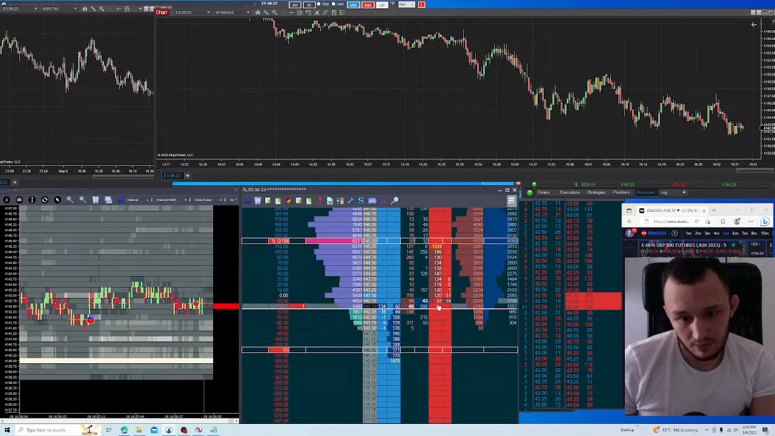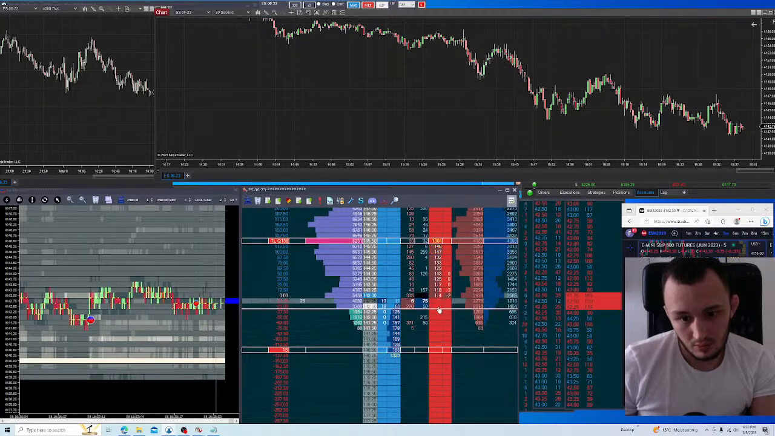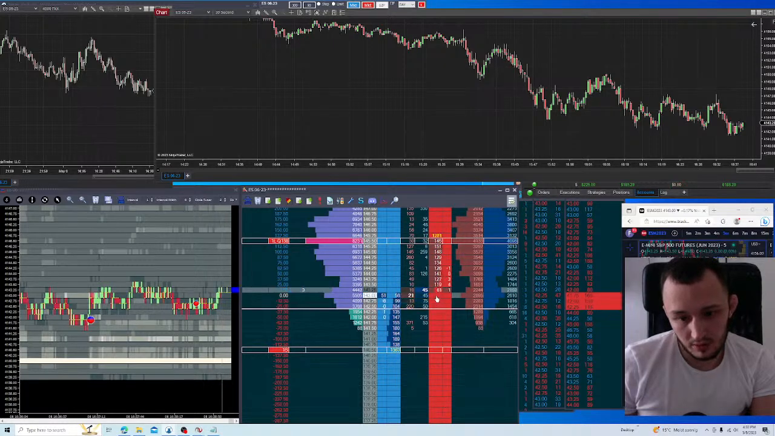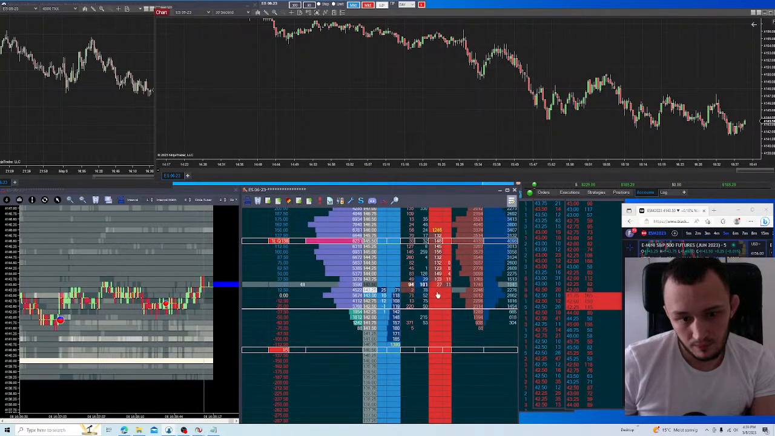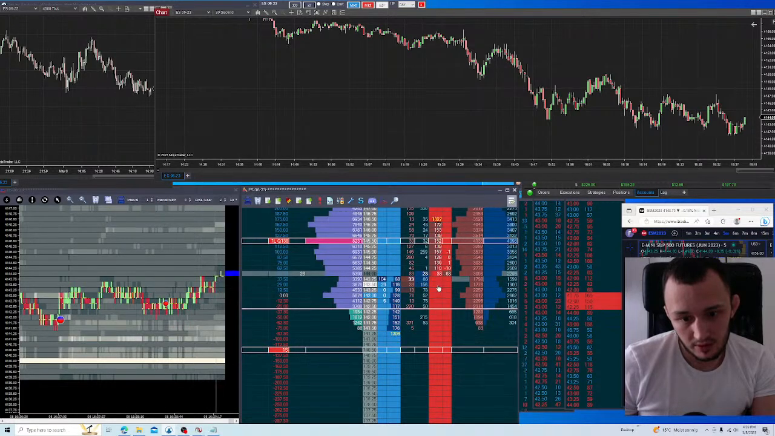Still like this trade. We do have a good bid here. Now we need to push through though. No, I don't want to have it come back against me.